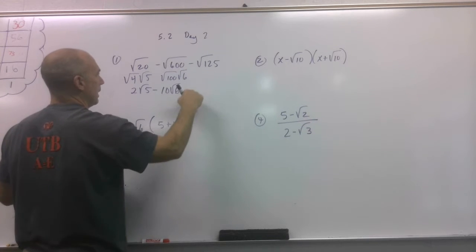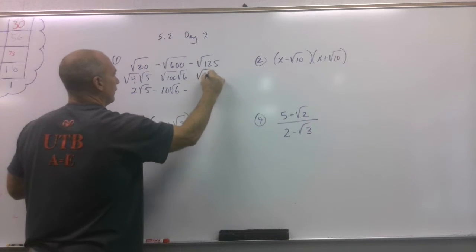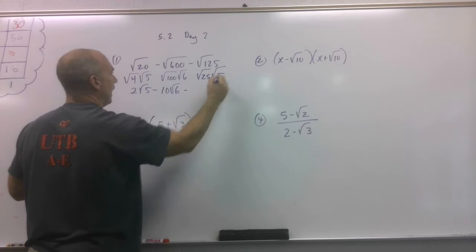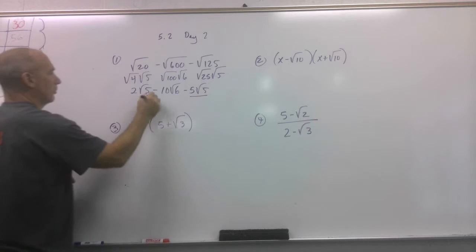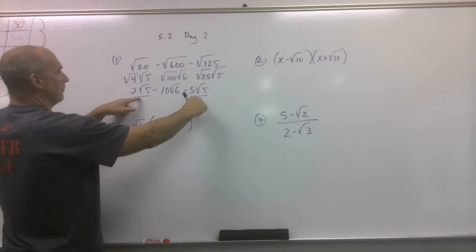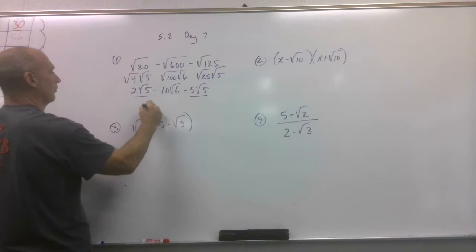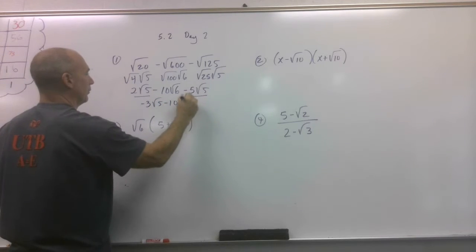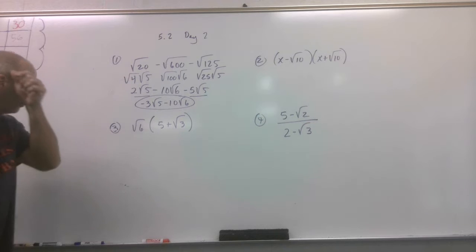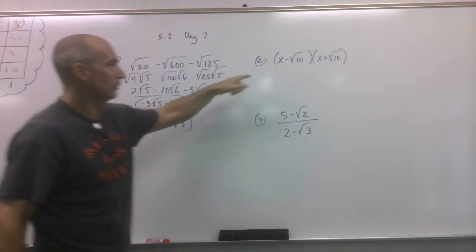125, don't forget the minus, is just 25 times 5. And that's 5 square root of 5. Here's some like terms. So 2 square root of 5 minus 5 square root of 5 is negative 3 square root of 5, and this thing just comes along for the ride. So there's your answer. Let's go on to number 2.